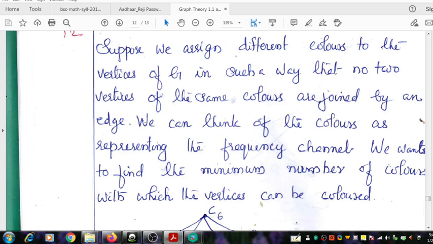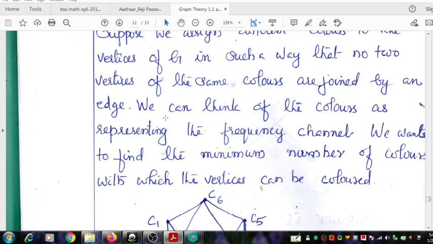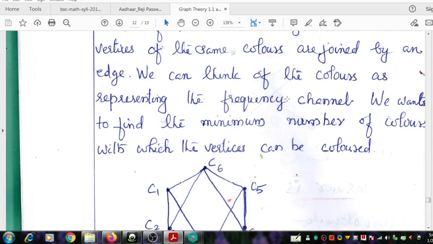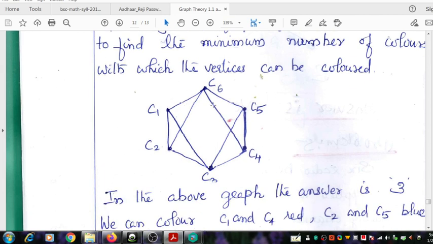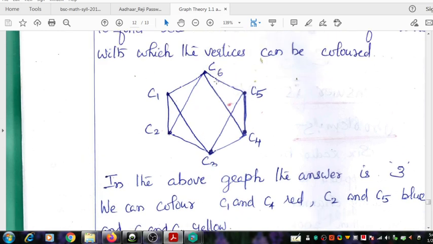No two vertices of the same color are joined by an edge. We can then think of the colors as representing the frequency channels, and we want to find the minimum number of colors that are required to color the graph. And this is the graph representing the problem, and here you can see edges are there.